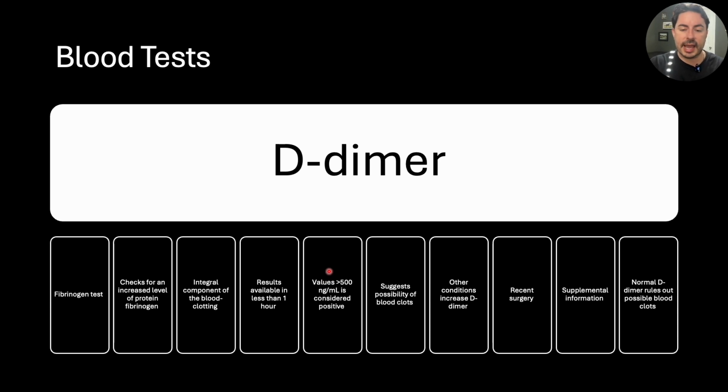Other conditions can increase that D-dimer, like recent surgeries. And the D-dimer is really so that we can have supplemental or additional information on top of what we already know. Normal D-dimer rules out the possibility of a blood clot. So if my D-dimer is normal, then I can safely say that that patient does not have a blood clot.